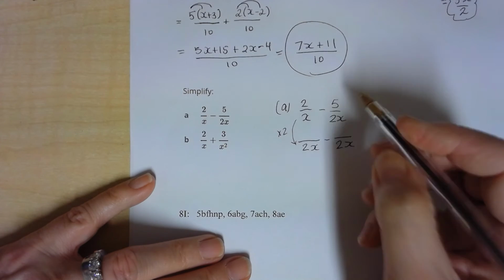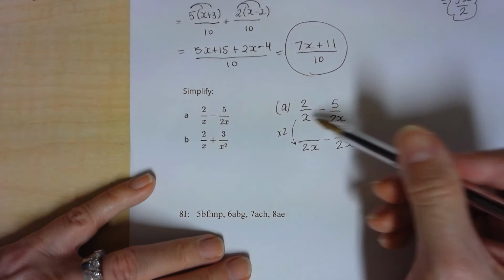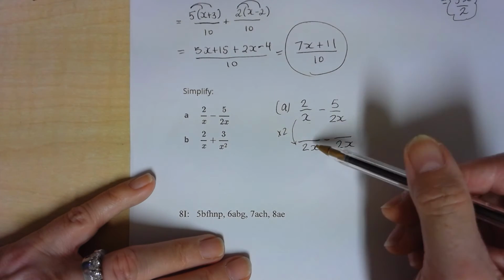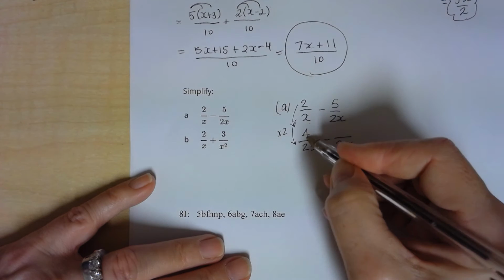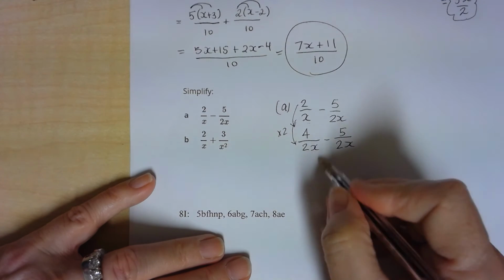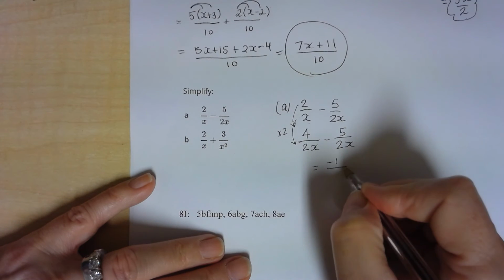So I've got to look for something I can multiply one of these by to get the other one. So if I multiply by 2, then I have to multiply the top by 2. And then I just subtract: 4 minus 5 is negative 1 over 2x.